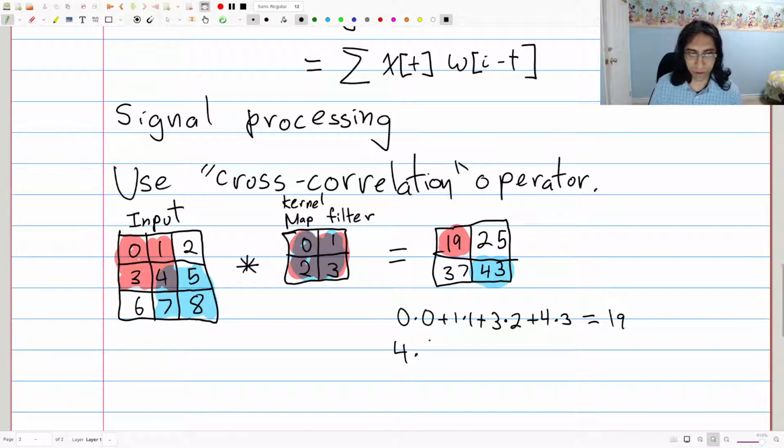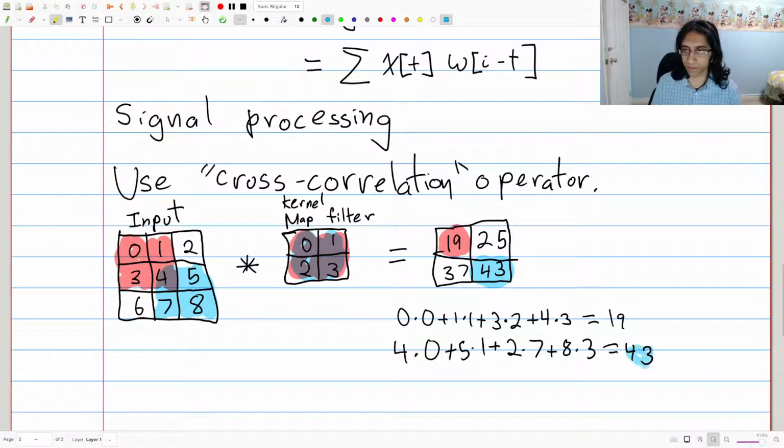4 times 0 plus 5 times 1 plus 2 times 7 plus 8 times 3. This will be equal to 43, which, as you can see, is this entry at the bottom right. And similarly, this is the entry at the top. So, okay, hopefully that's clear.